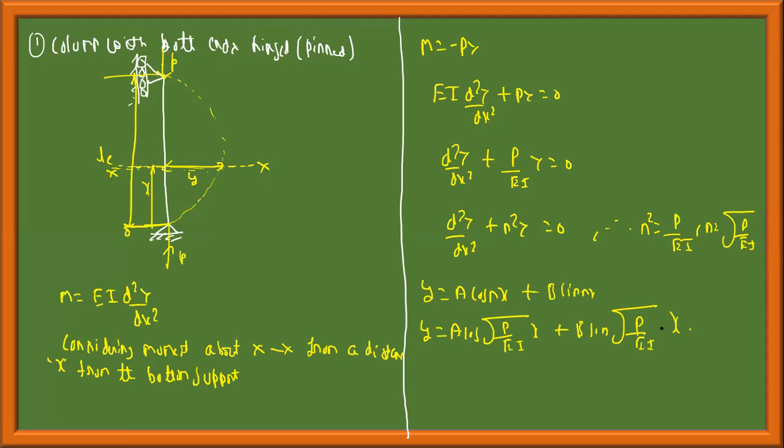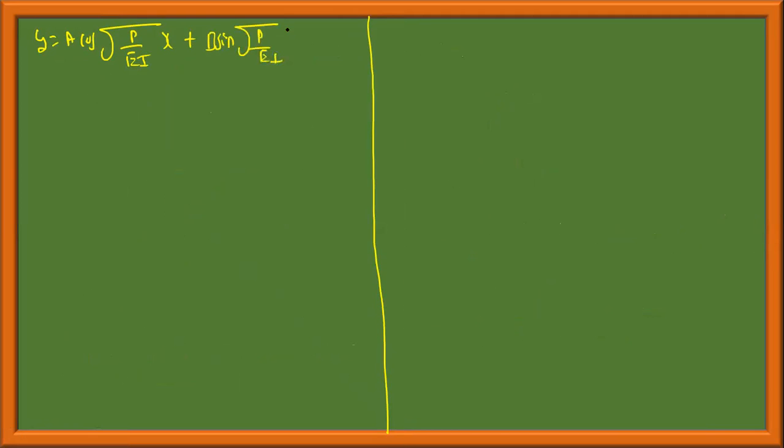Okay. Now, applying the boundary conditions, y is equal to A cos root P by EI into x plus B sin root P by EI into x. Now I need to find the buckling load. For that I will use the boundary condition.